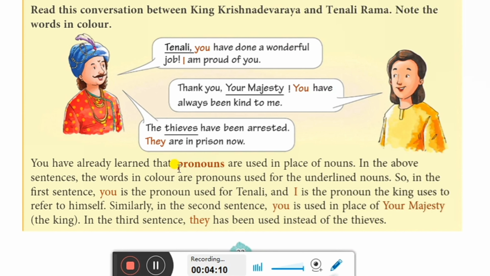Okay, I hope the concept of pronoun is clear to you. So basically, pronouns are used in the place of nouns. They are a replacement for nouns. So now that you know nouns, here you'll see that Tenali, you have done a wonderful job. I am proud of you. Who is I?